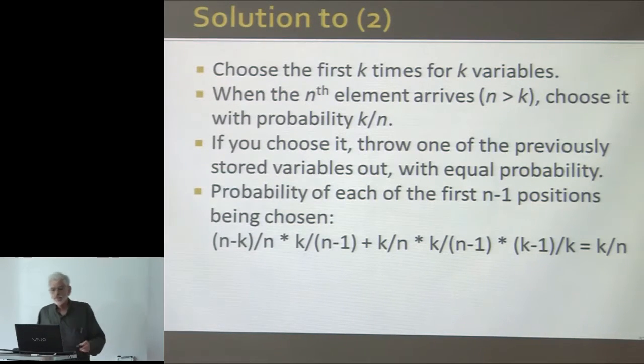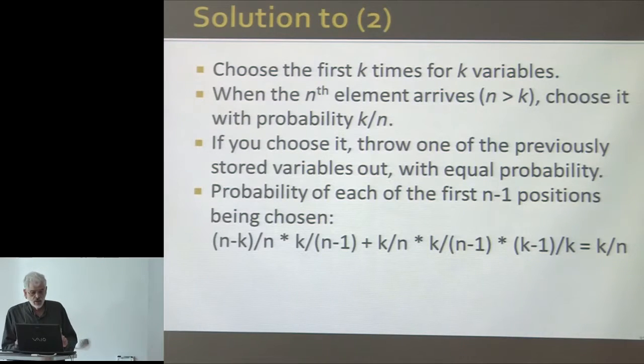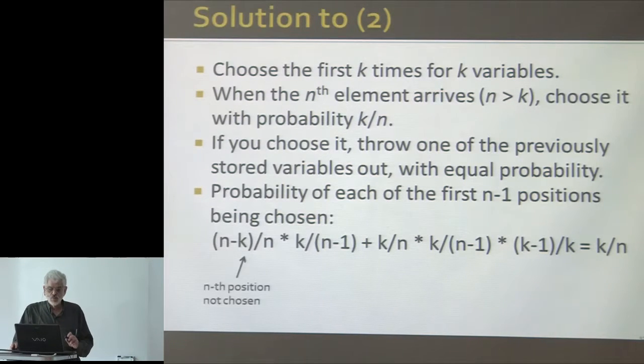Now, here's the formula. Why don't you just throw out the oldest one instead? Because then it wouldn't be random. Every starting time has to be equally likely to be chosen. Okay.